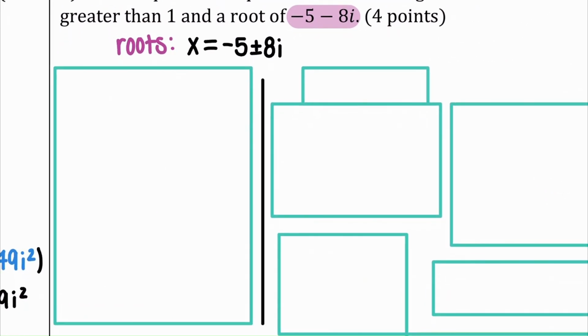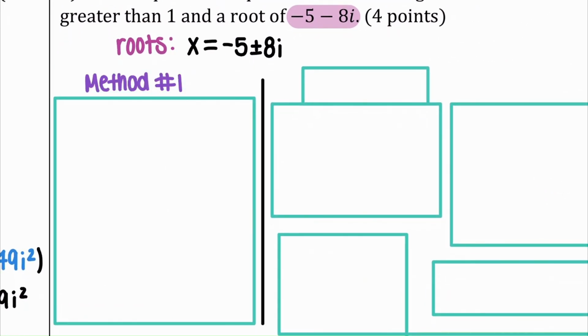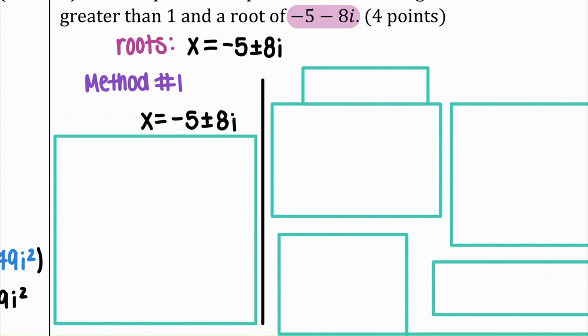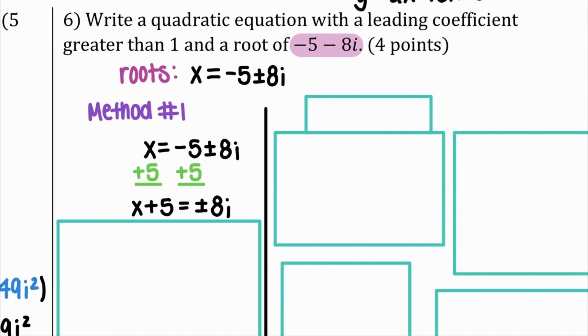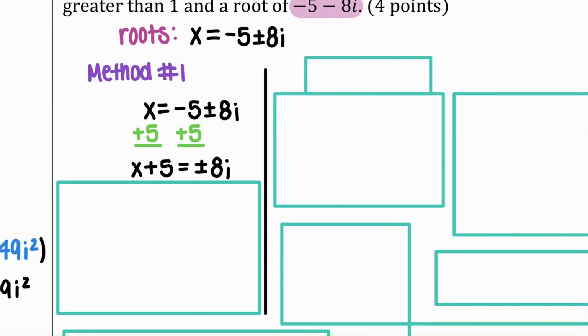Okay, so from here we can do two methods. So let's go through the first method. And the first method, I informally called it just like reversing the solving of x. So what we can do is add 5 on both sides, thus giving us x plus 5 is equal to plus or minus 8i. So from here we have to remember our goal is to write a quadratic equation. So we want to think to ourselves, how can we make this into a quadratic equation? And we can do that by squaring both sides of the equation as such. So raising it to the power of 2.